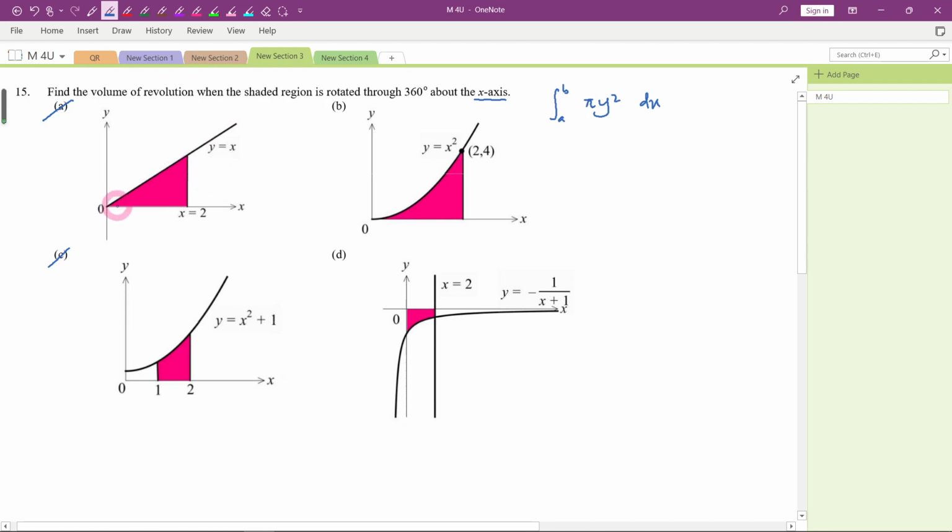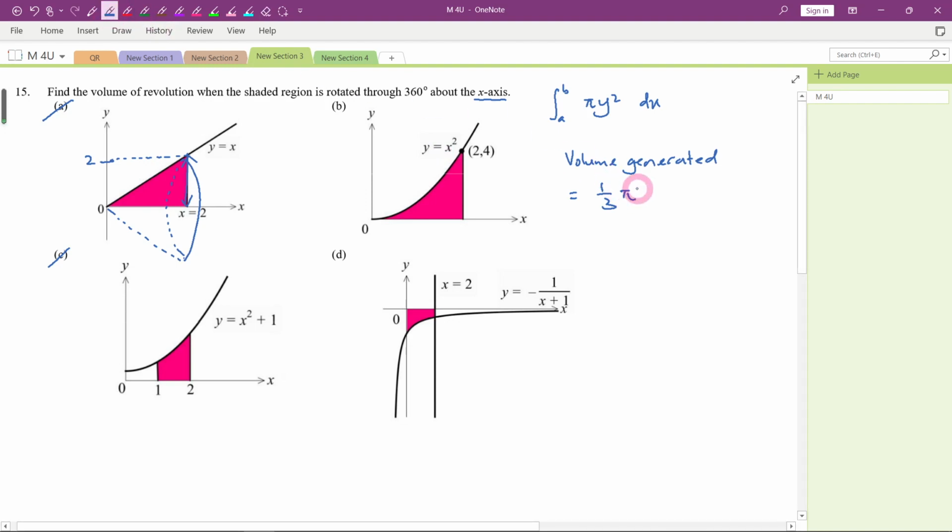Let's try both. If this is rotated 360 degrees about the x-axis, it will actually form a cone like this. So the volume generated, or volume of revolution, is equal to 1 over 3 pi r squared height, right? So what is r? r is over here, from here to here. This is 2. x is equal to 2. When x is equal to 2, we know that y is equal to 2 as well. So the radius will be 2.